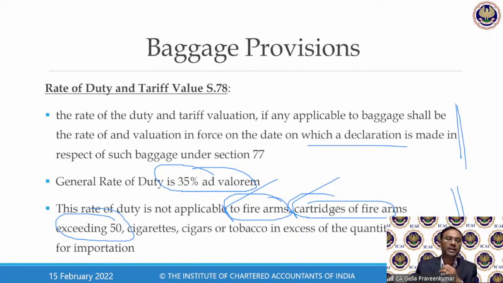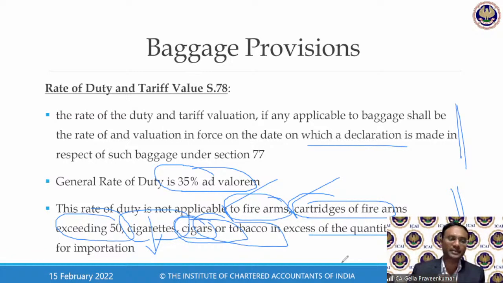This can be not forming part of my baggage. Cigarettes. Now, this is for the people who are fond of smoking. Cigarettes or cigar. Now, cigarette is pieces like you consume and throw away the butt. In case of cigar, it is a kind of pipe which you carry. So, cigar or tobacco in excess of the quantity prescribed for importation.